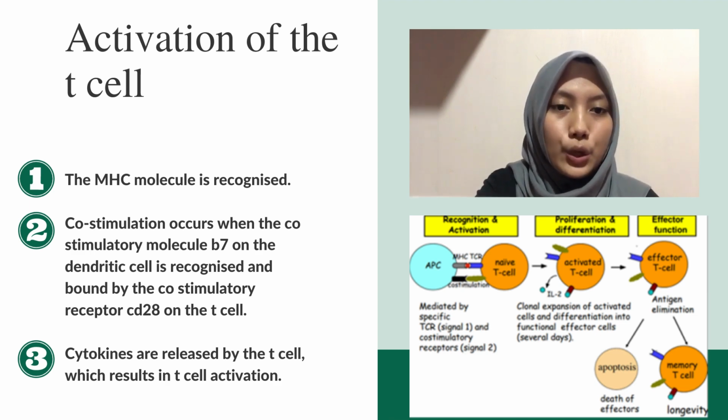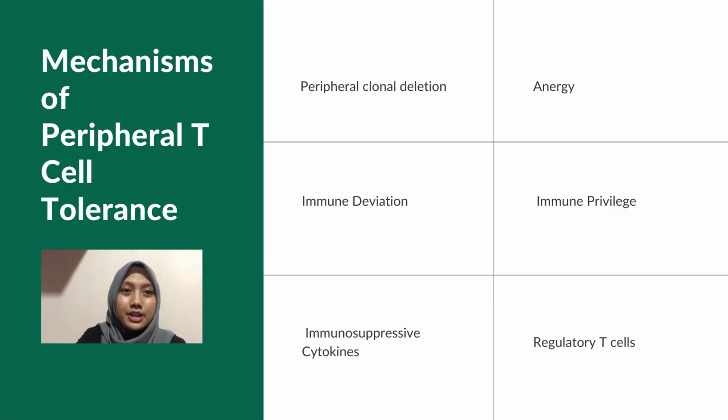But what happens when autoreactive T cells recognize self-antigen? Peripheral clonal deletion, anergy, immune deviation, immune privilege, immunosuppressive cytokines, and regulatory T cells are the main mechanisms of peripheral tolerance. Among these mechanisms, the first two will prevent autoreactive T cells from activating. If autoreactive T cells are activated, the remaining mechanisms are in charge of controlling the immune response.